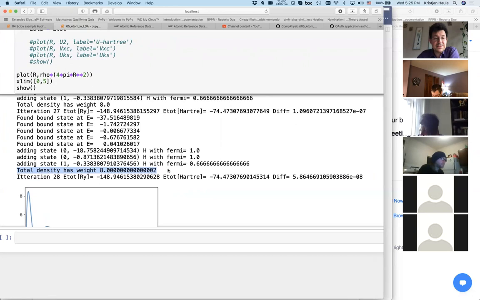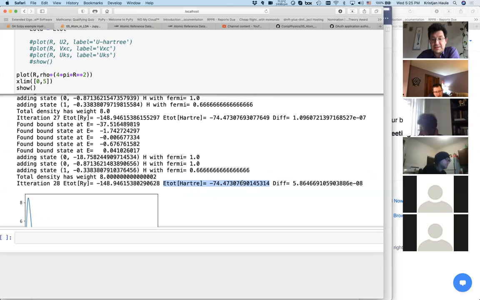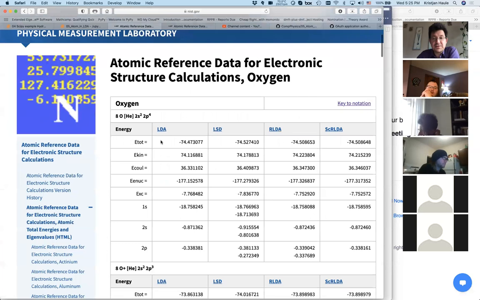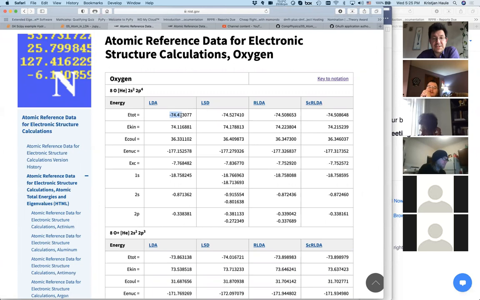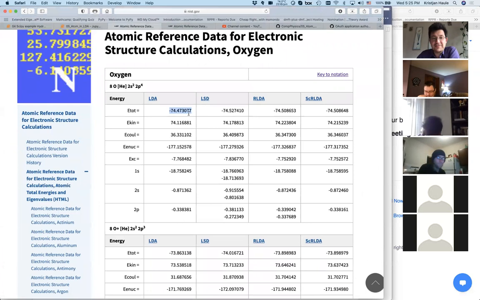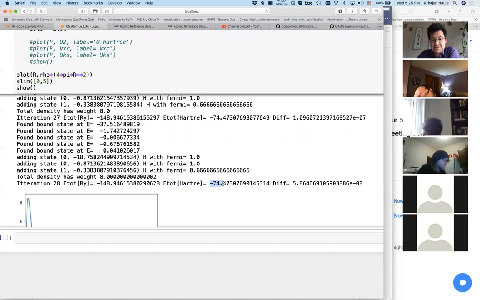And now the sanity check. The very important check is whether our code works. Total energy in Hartrees can now be directly compared with the NIST database. So let's do that. The NIST database says that the total energy within LDA should be minus 74.473077. Okay, remember this number, 74.473077. Our current value is minus 74.473069, which is the same up to 7.